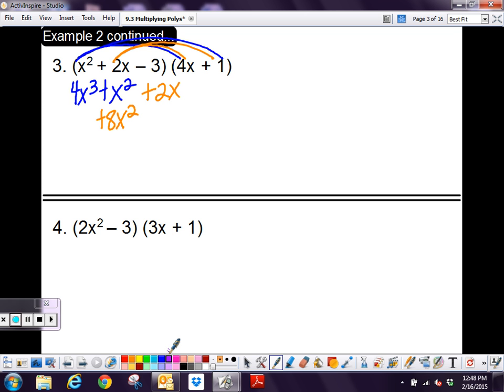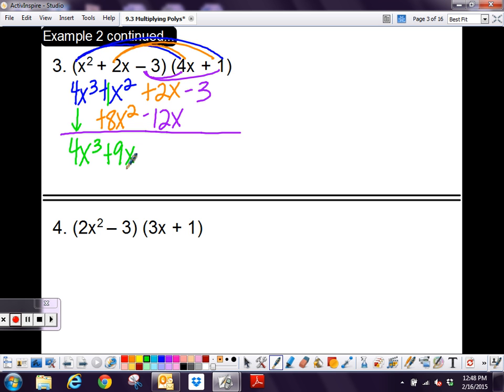Okay, then I have this last term, so I have negative 3 times 4x, which is a minus 12x. So I'm going to line that up under my other x. And then I have negative 3 times 1, which is minus 3. Okay, so here we go. That's the only x cubed we have, so we have 4x cubed. I have an x squared, so 1x squared plus 8x squared is 9x squared. I have 2x minus 12x, so that's minus 10x, and then I have that minus 3 at the end. We don't have any other like terms, so that is our answer.